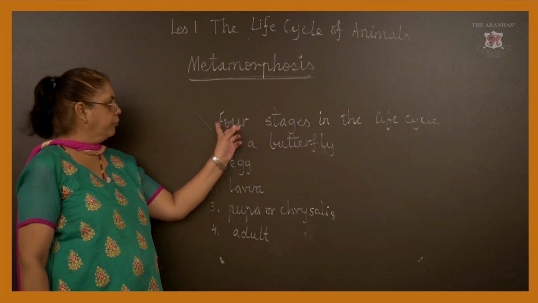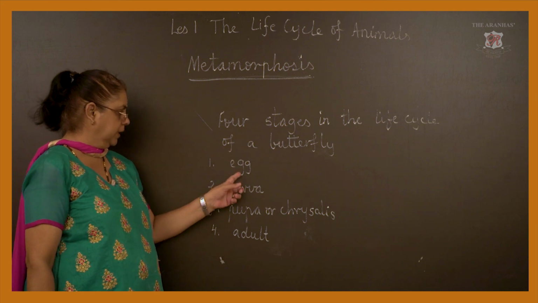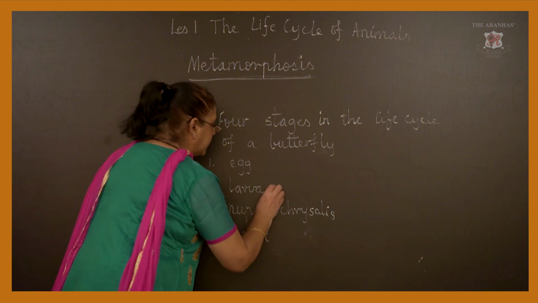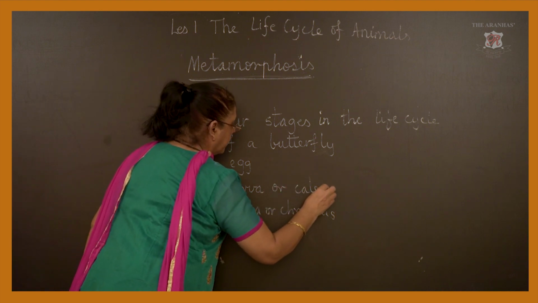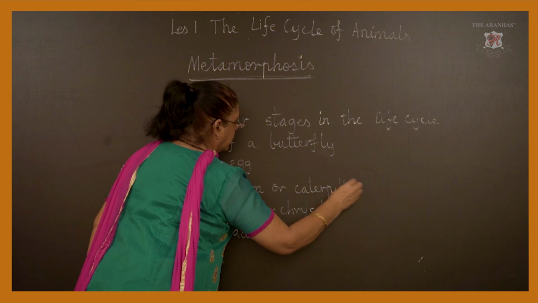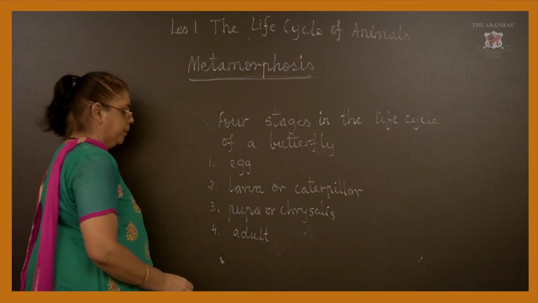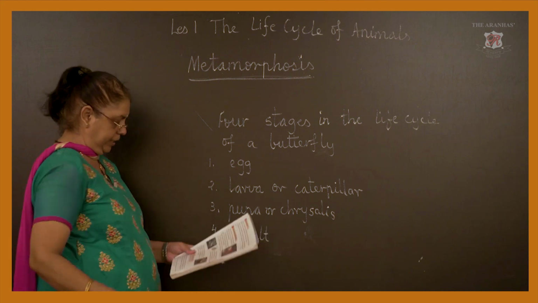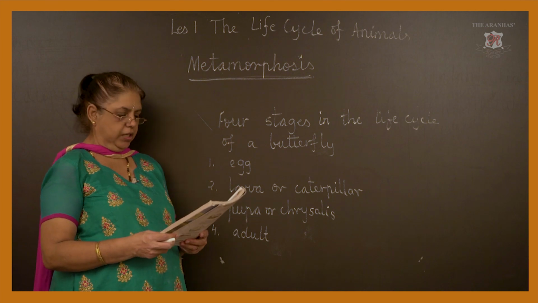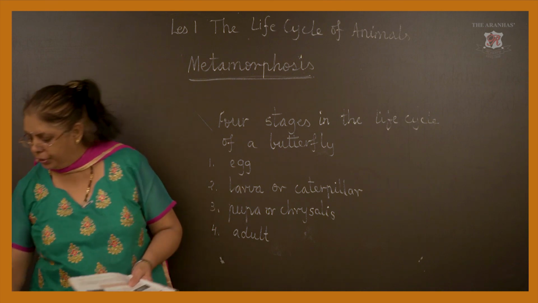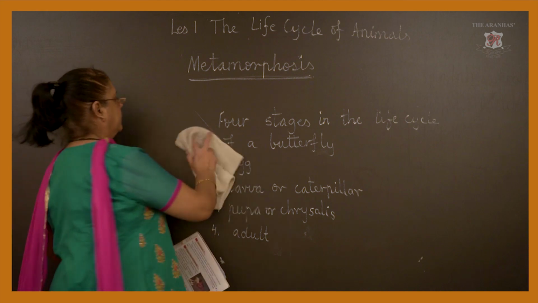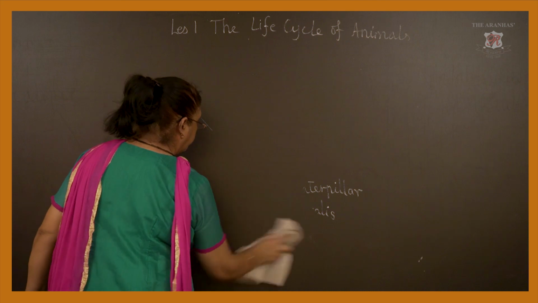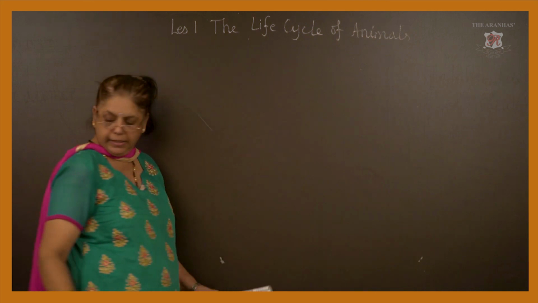Let us repeat. There are 4 stages in the life cycle of a butterfly. The first stage is egg, second is larva or caterpillar, the third stage is the pupa or chrysalis stage, and the fourth one is the adult stage. 4 stages in the life cycle of a butterfly. Now, we are going to draw this life cycle. You are going to draw it in your notebook and you can color it very neatly.